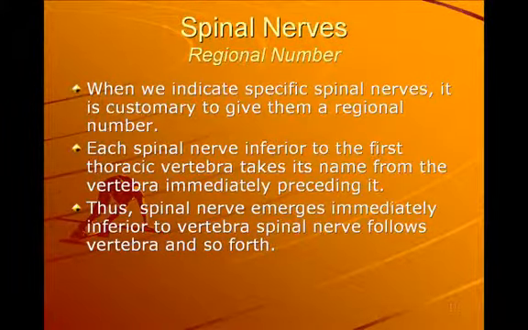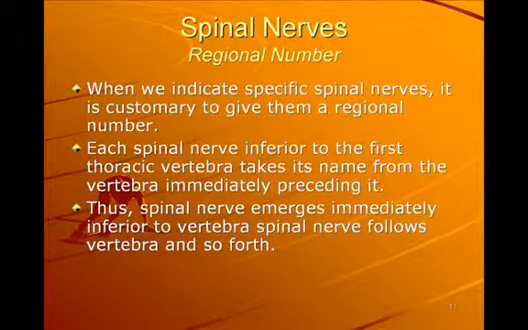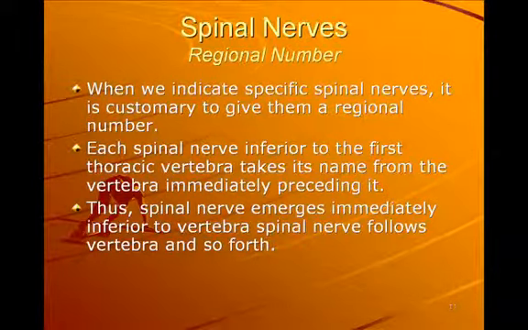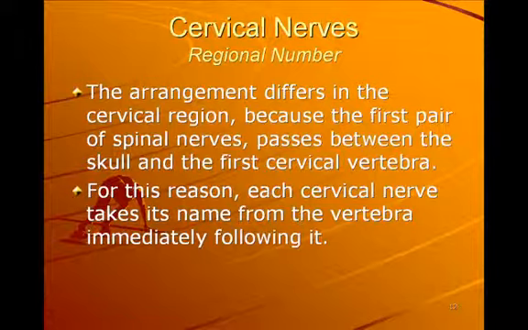Now, when we indicate a specific spinal nerve, it is customary that we give a regional number. Each spinal nerve typically is inferior to the first thoracic vertebrae, and it takes its name from the vertebrae that's immediately preceding that. Now, the spinal nerves that emerge immediately inferior to the vertebrae, the spinal nerve follows the vertebrae, and this sequence follows all the way down to the inferior aspect or the caudal region of the spinal cord.